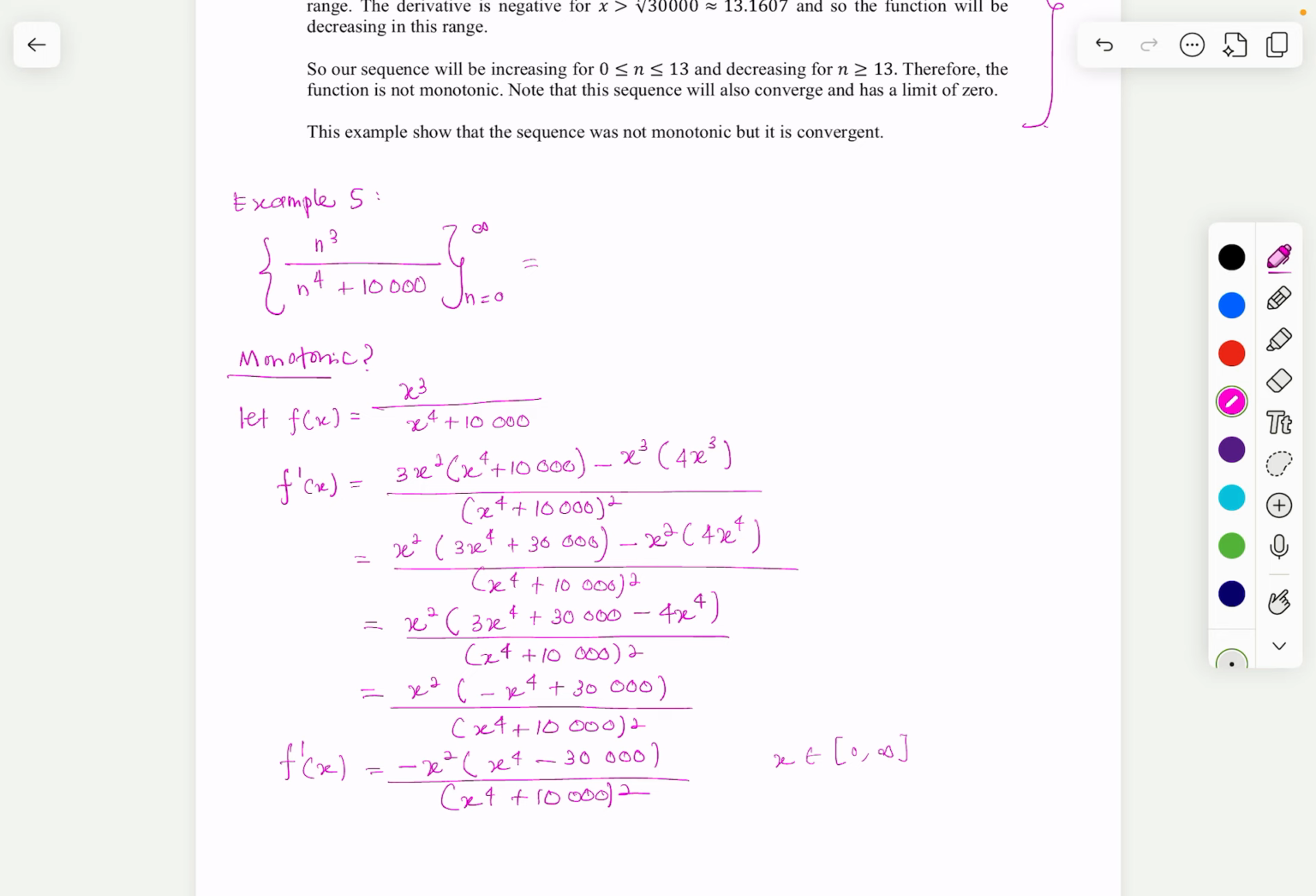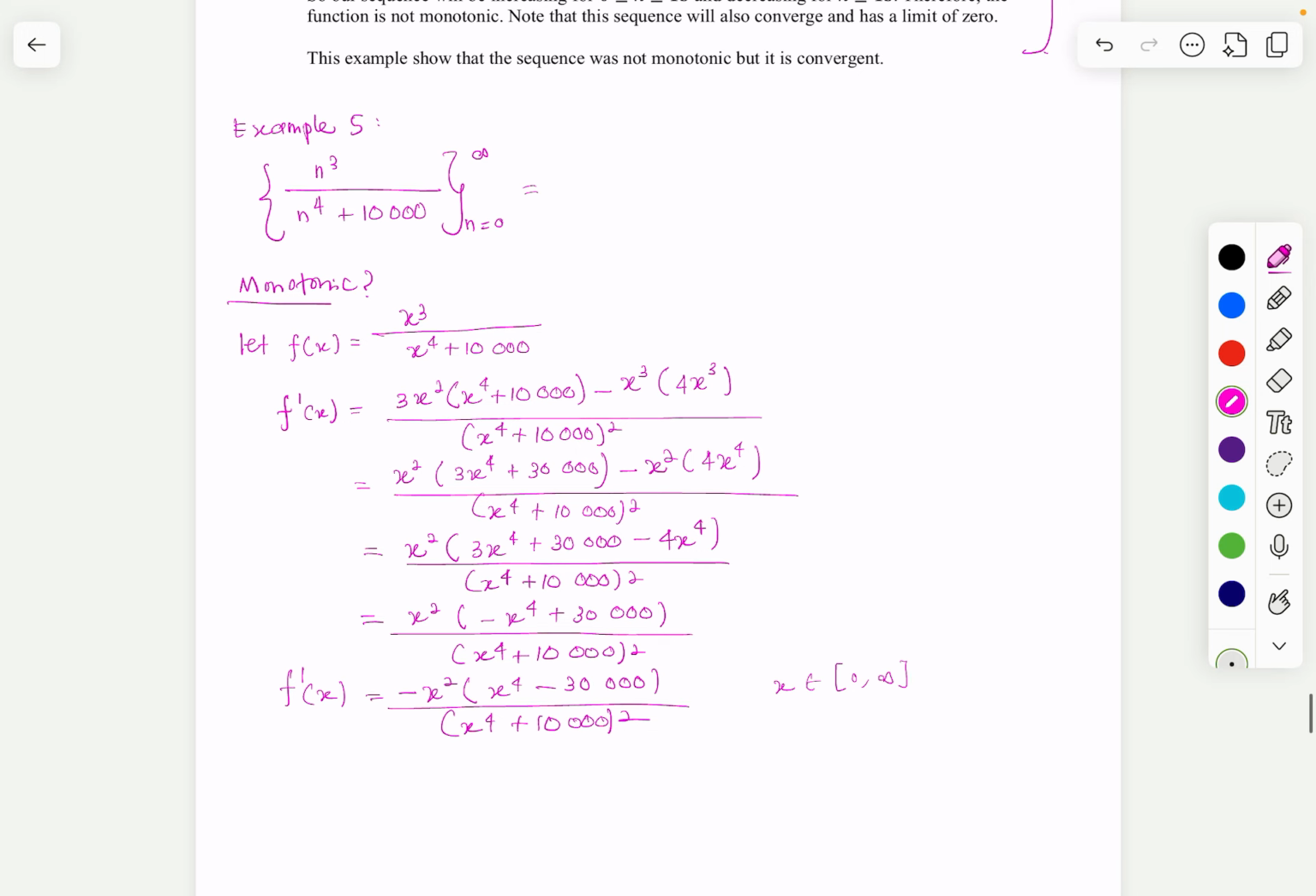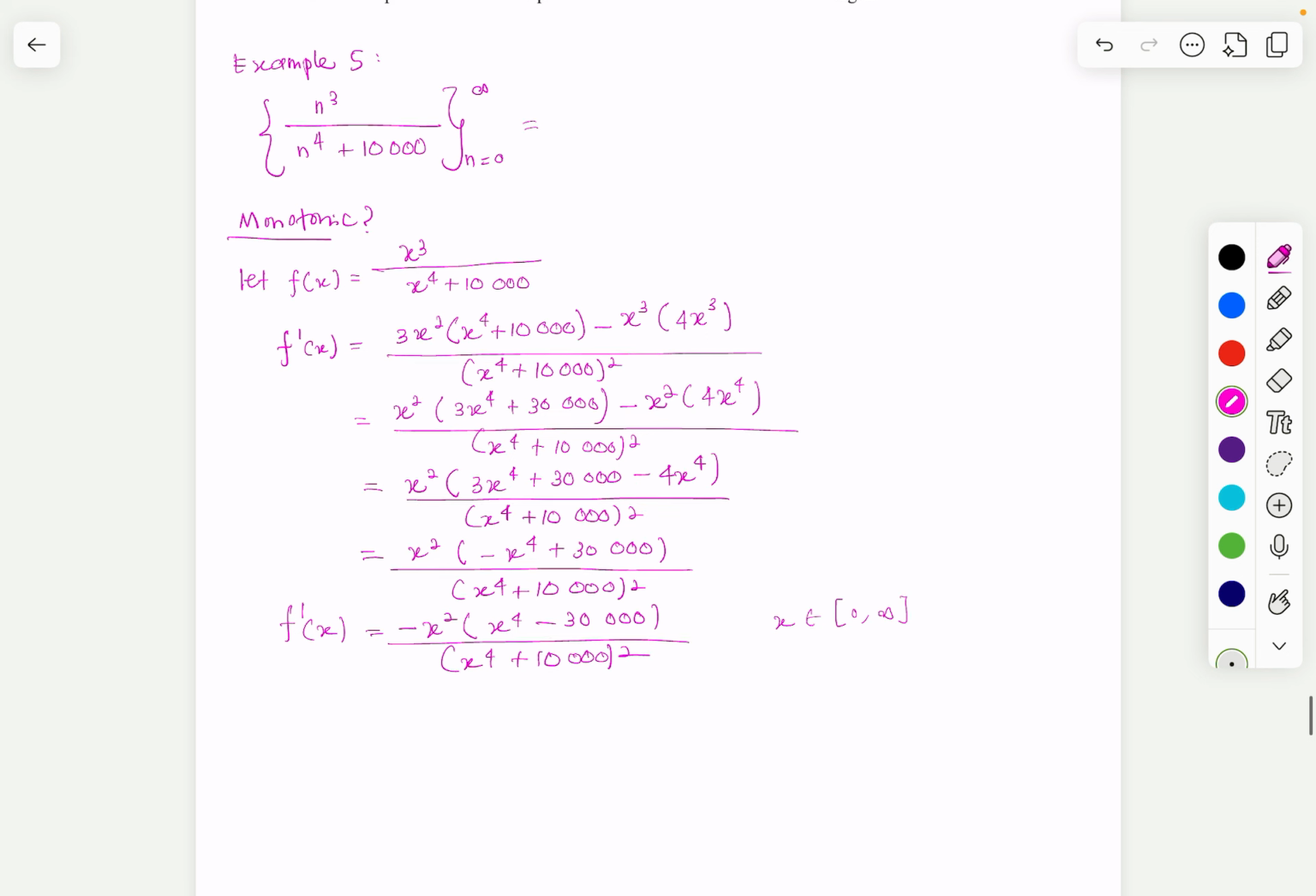Just to be careful, we need to check first, does this function have a critical point? Because when there is a critical point, we might need to check the decreasing or increasing based on that critical point, because it might be different depending on the interval. So just to be careful, we first check the critical point.